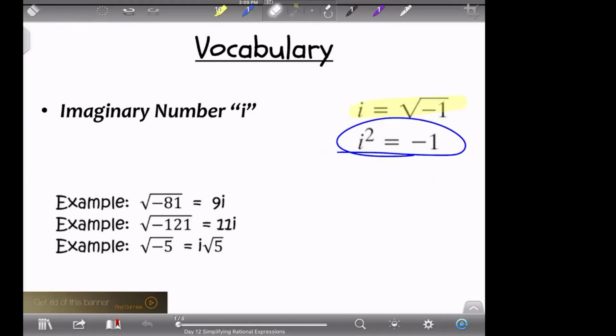Square root of -121 is square root, yes. Bless you.